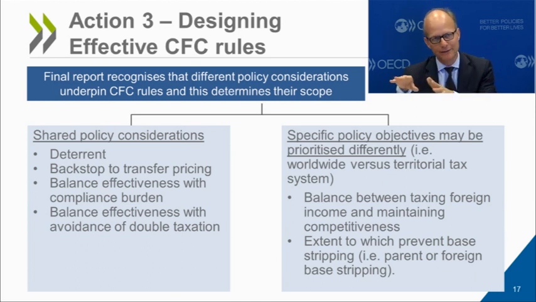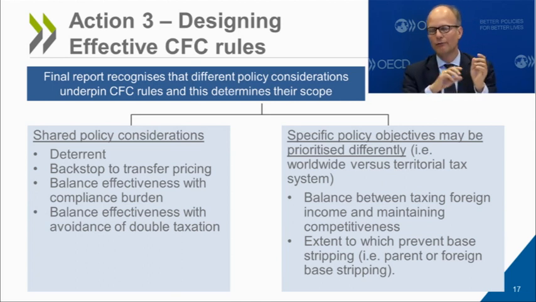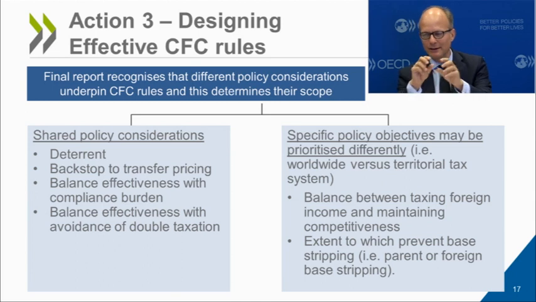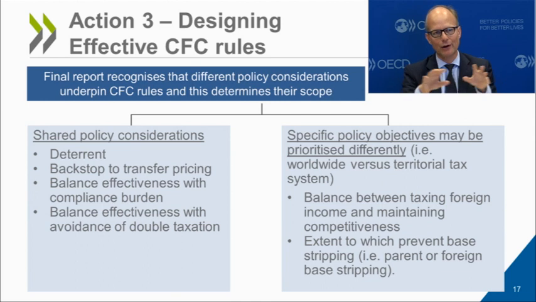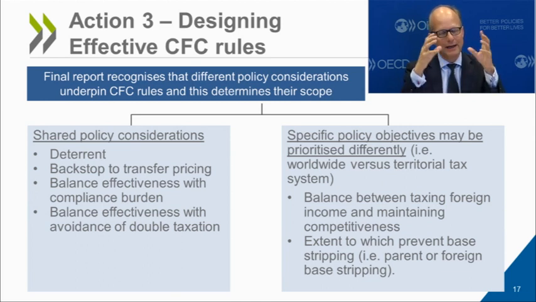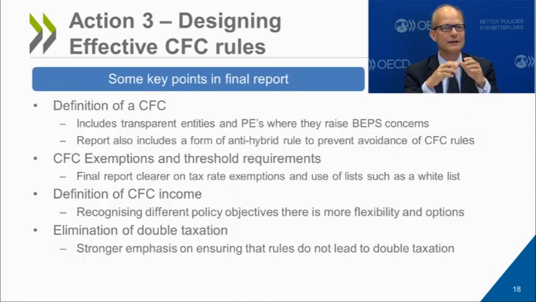What may well be different, and you see this on the other side, is the balance between taxing the foreign income and maintaining competitiveness with respect to the country of operation, but also with respect to third-country MNEs that may be operating in that country of operation, and also the extent to which base stripping is covered, whether it's parent stripping or whether it's also foreign-to-foreign base stripping. And that's very important that now flows through. There is no one size fits all, and that's the last slide on CFC, that translates in terms of the key points.